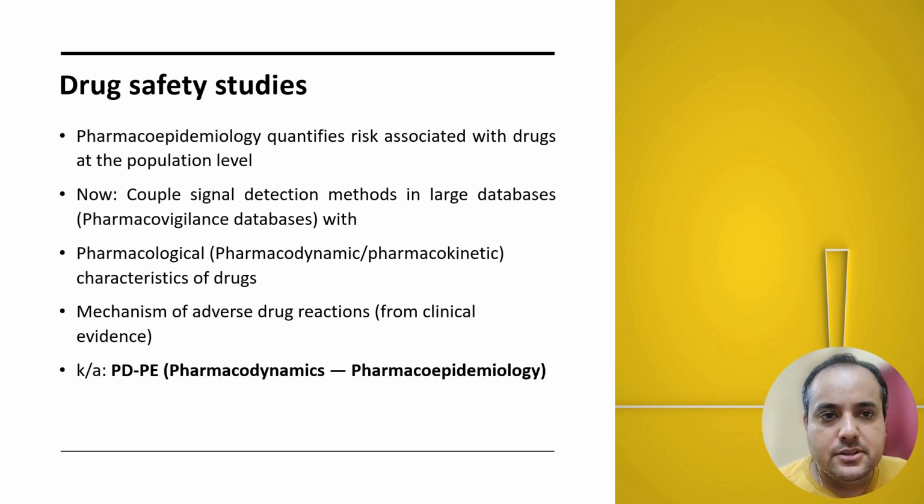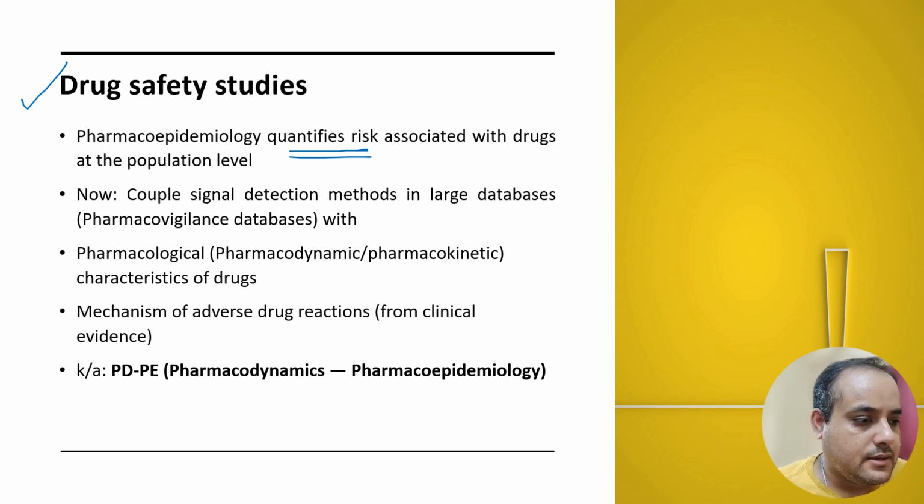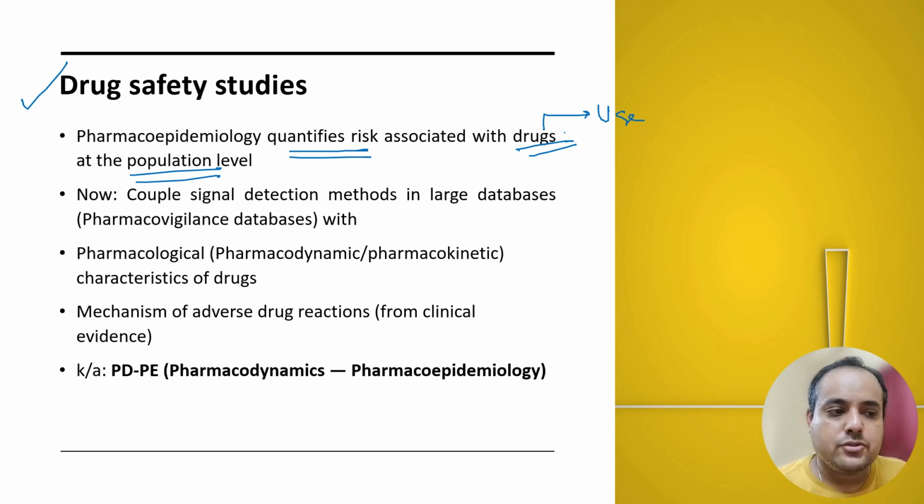And the third application of pharmacoepidemiological studies is the drug safety study. A drug safety study is a pharmacoepidemiological study in which the risk is quantified. The risk of what? The risk that is associated with drug use. Obviously, for every pharmacoepidemiological study, the unit is the population. So it is quantifying the risk associated with drug use at the population level. That is what a drug safety study is doing.